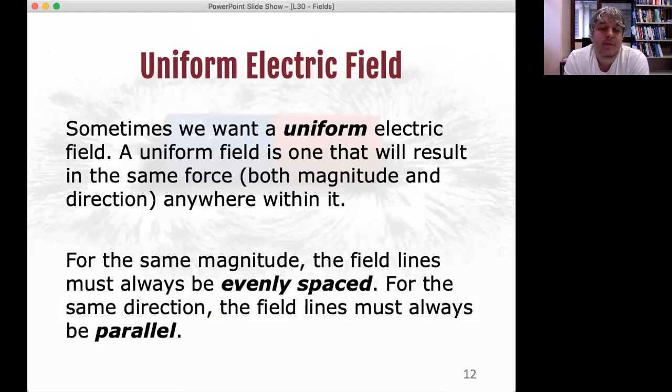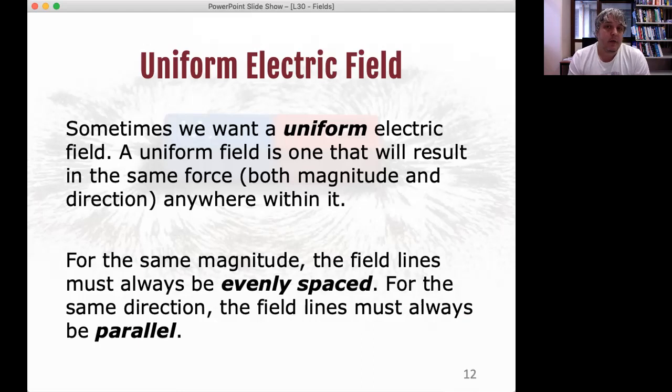Sometimes we want a uniform electric field. A uniform field is one that will result in the same force, both magnitude and direction, no matter where your test particle is. It doesn't matter if you go here or here or here or here, whatever the field is, it should always produce that exact same force. So always in one specific direction, always the same magnitude, no matter where you go within it. That's what uniform means. That's the same sort of idea as uniform in everyday language, just always the same.